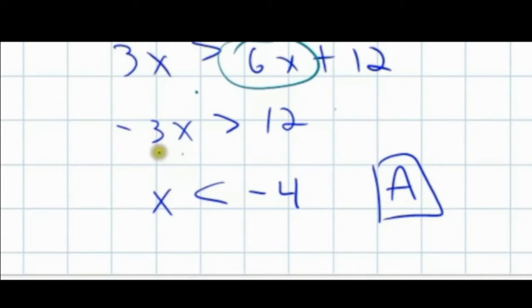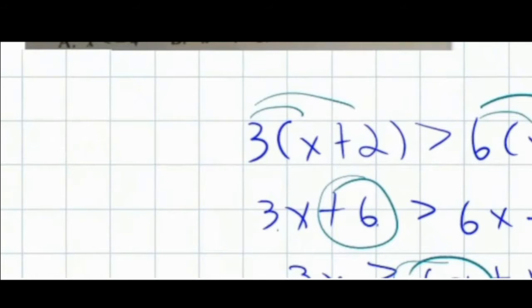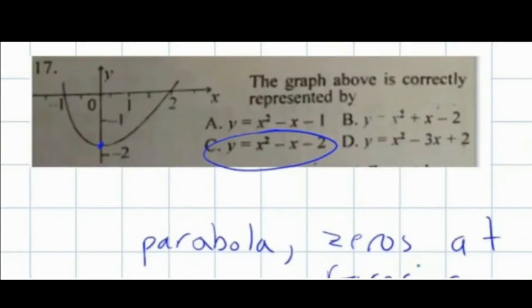Lastly, I divided by negative 3. And remember that when you divide or multiply by a negative number with inequalities, you have to flip the sign. So now it's x is less than negative 4, which is your answer A.